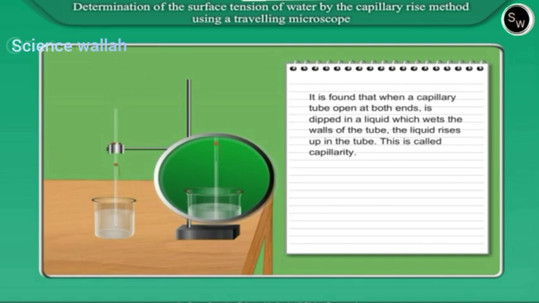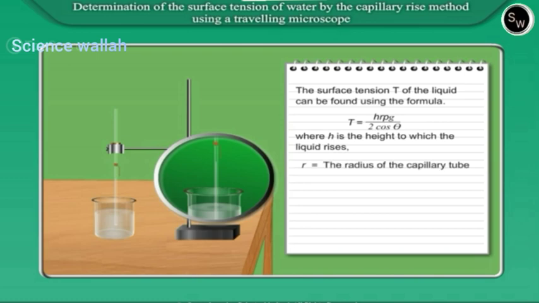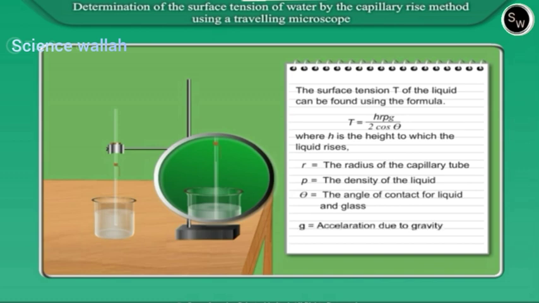This is called capillarity. The surface tension T of the liquid can be found using the formula T = hrρg / 2cosθ, where h is the height to which the liquid rises, r is the radius of the capillary tube, ρ is the density of the liquid, θ is the angle of contact for liquid and glass, and g is the acceleration due to gravity.